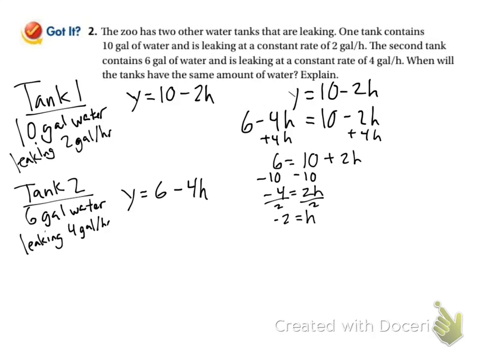That doesn't make sense, does it? We can't have negative 2 hours. So this is not a reasonable answer. There's no negative time in real life, right? I mean, on a graph we could go into negative time, but that doesn't actually make sense in our real life situation. So these tanks never have the same amount of water.